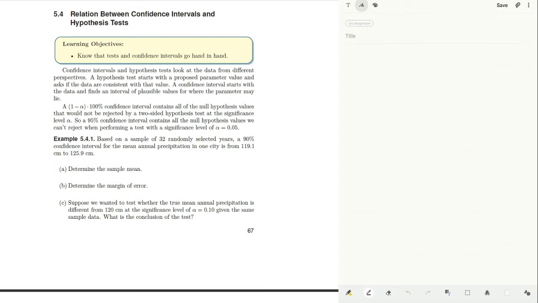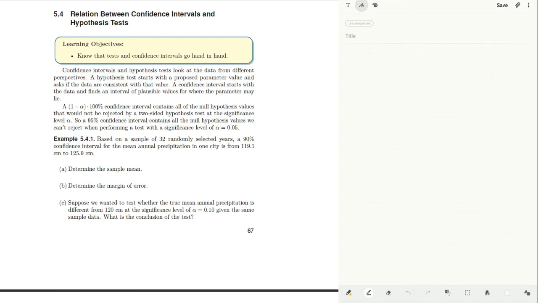In this video we're going to talk about the relationship between confidence intervals and hypothesis tests. This is something we've already discussed when we introduced the confidence intervals and hypothesis tests for proportions. Recall that these methods are just two different ways of looking at the same set of data. A hypothesis test starts with a proposed parameter and asks if the data are consistent with that value, whereas a confidence interval starts with the data and finds an interval of plausible values for that parameter.